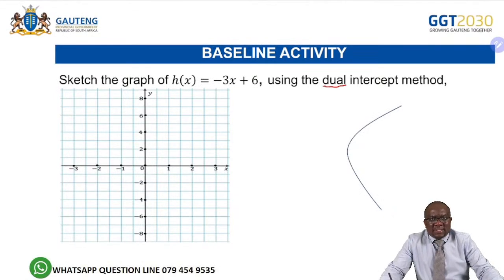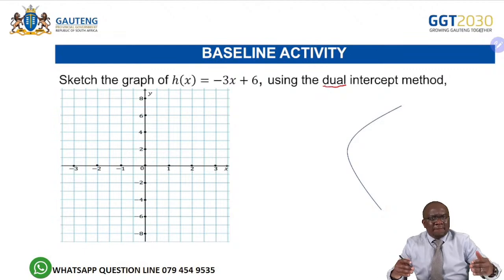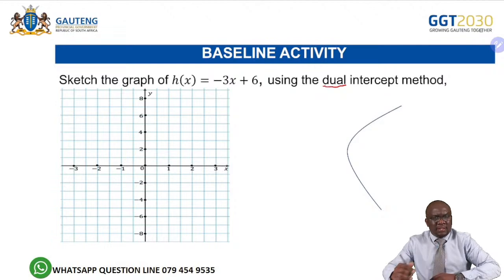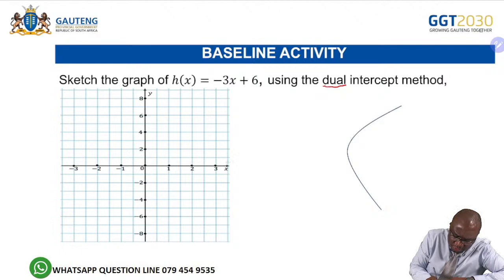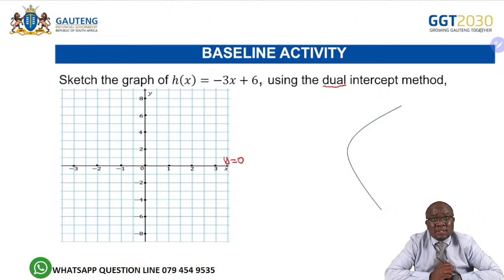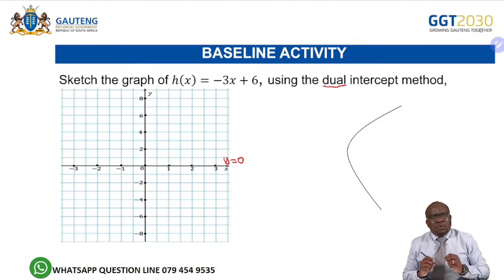Right, welcome back. Did you manage to find the x-intercept? What does x-intercept mean? Where the graph intercepts the x-axis, where the graph cuts the x-axis, isn't it? And then what do we know about the x-axis? We know that y is equal to 0. Along the x-axis, y is equal to 0. So to find the x-intercept, where there is y, we put 0. Right, let's just do that.